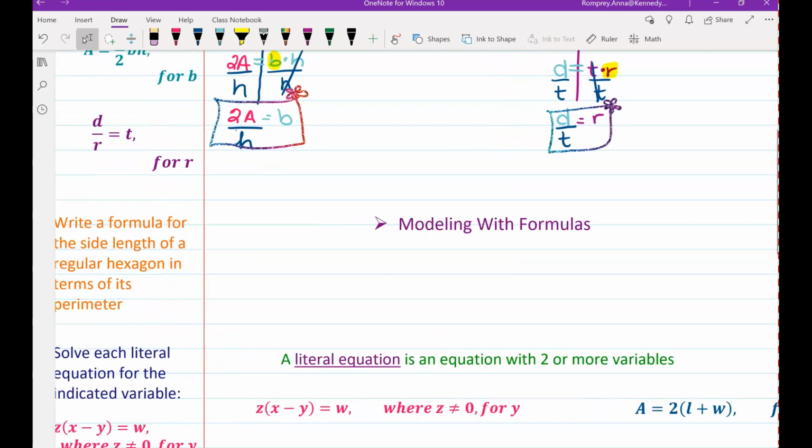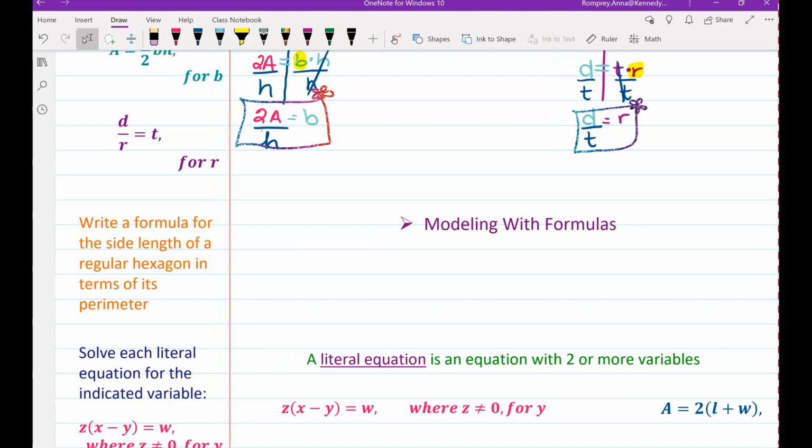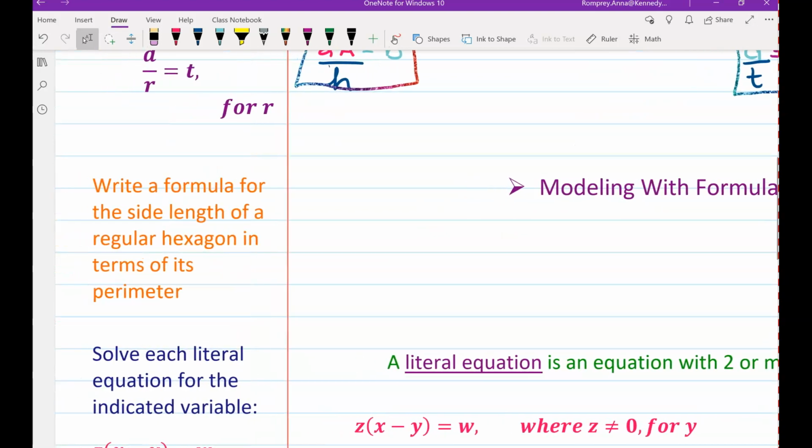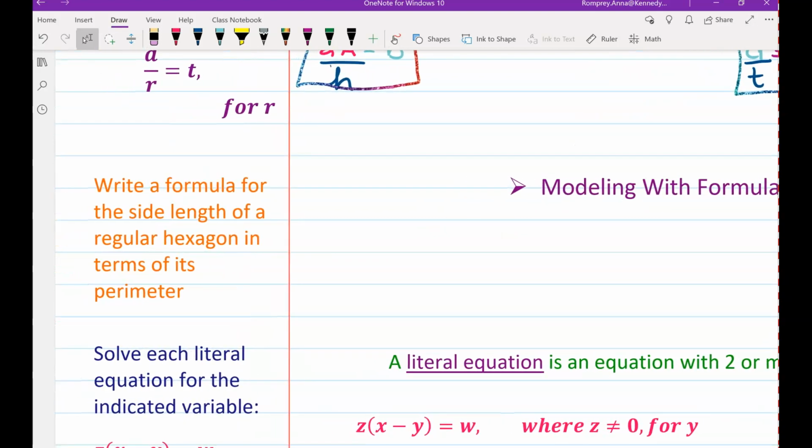Now, what about modeling with formulas? Modeling is just like showing. So let's show what this is talking about. It says, write a formula for the side length of a regular hexagon in terms of its perimeter. So we're talking about the side length of a regular hexagon in terms of its perimeter?